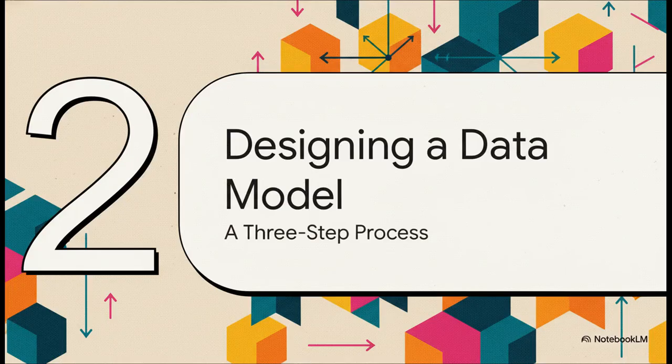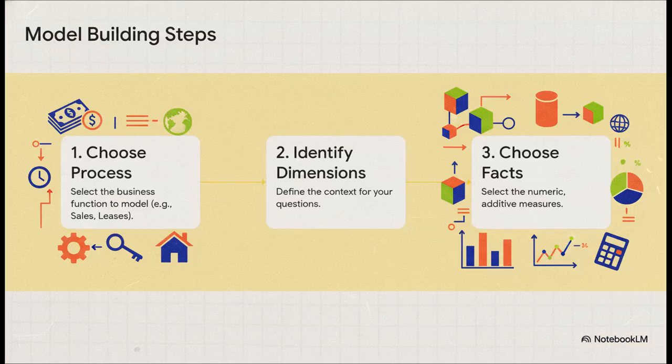Okay, so that's the basic theory, but let's dive into how we actually build one of these models. It's actually a pretty structured three-step process. First, you pick your business process. What are you looking at? Sales, leases. Then you identify the dimensions that are going to give you the context you need. And finally, you choose the facts you want to measure.